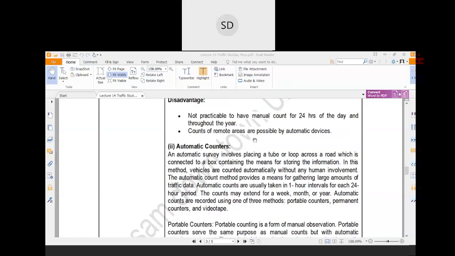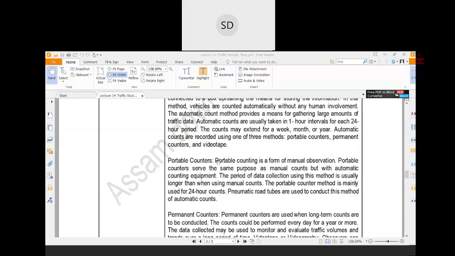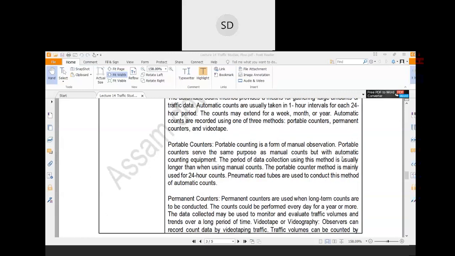Now, next come the automatic counters. In the automatic counters, the number of vehicles is automatically counted, and different automatic counters can record data for up to 1 or 2 years, continuously for 1 year like that. Now, there are different types of automatic counters. One is portable counters. In the portable counters, it's basically a form of manual observation.